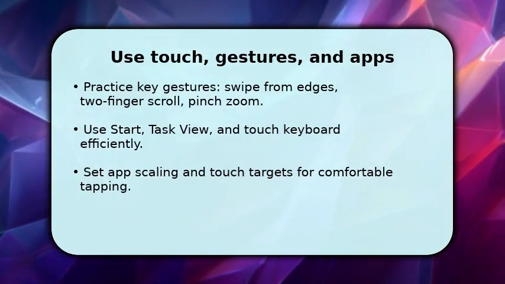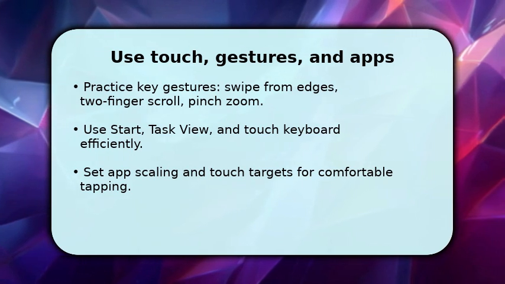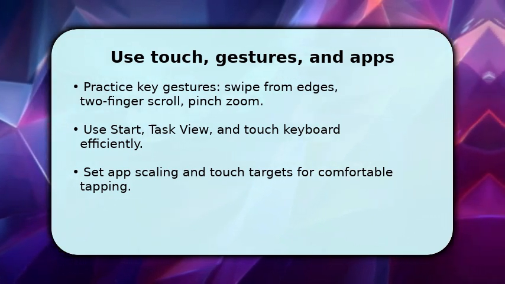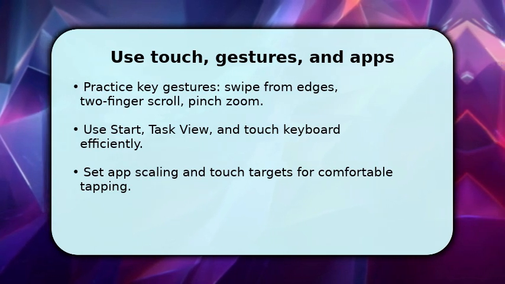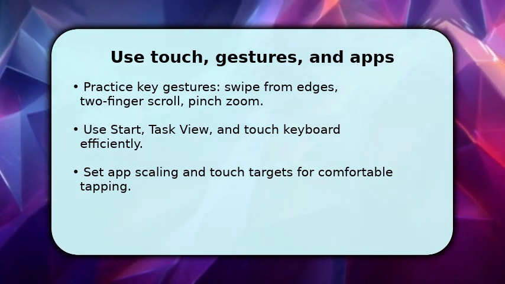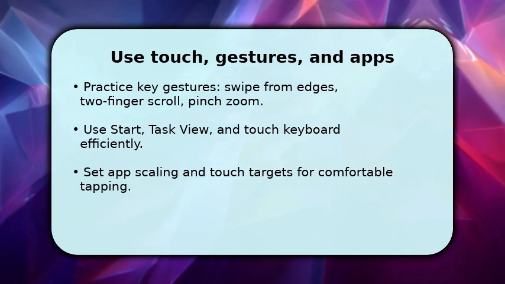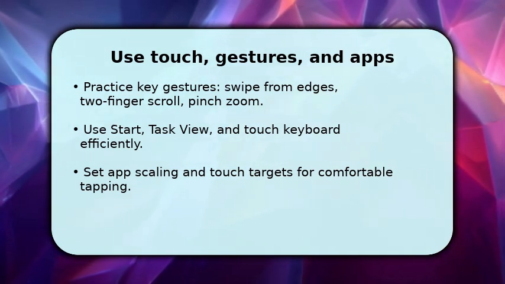Swipe from the left for Task View and from the right for Action Center. Swipe down from top to close apps. Use two-finger scrolling and pinch to zoom in supported apps. Open Start and use the touch keyboard for typing, long press keys for symbols.